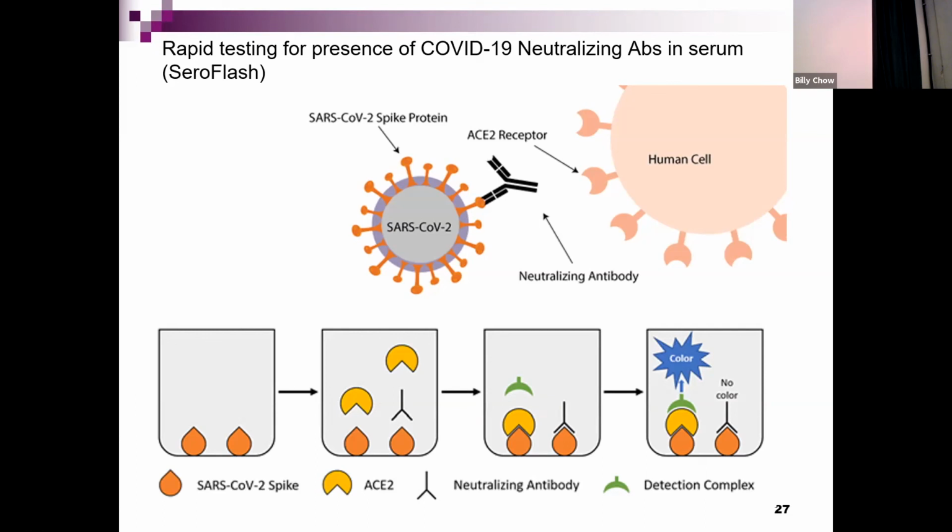Okay, so this is the principle for detecting whether someone produced the neutralizing antibody or not. So you need this as a control, and you make sure that in this well, there is no color being developed to see that there is actually neutralizing antibody produced in the system.